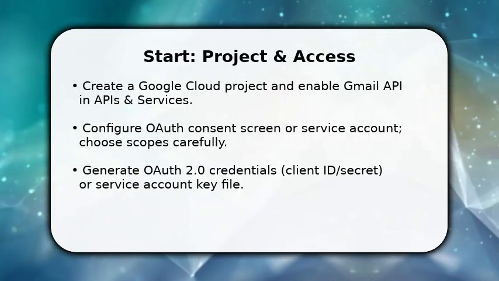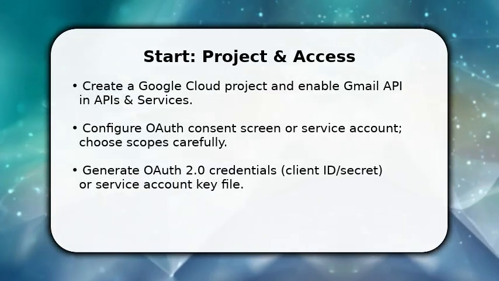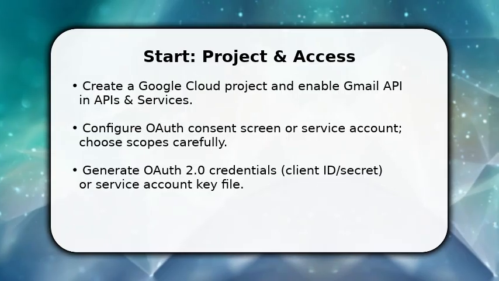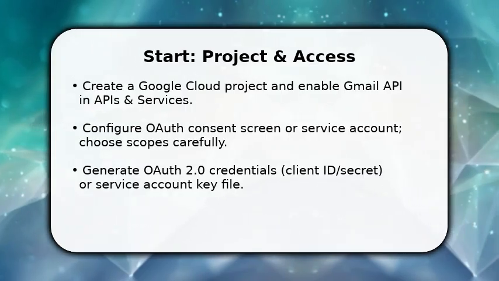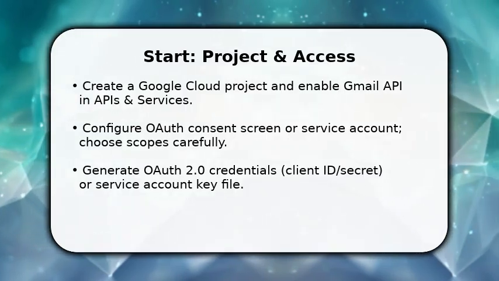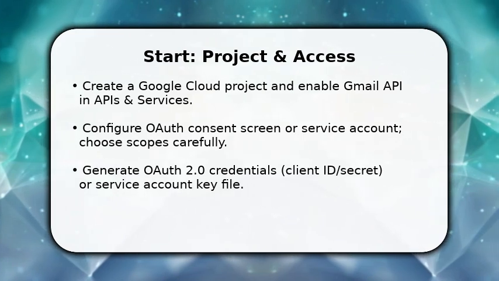Next, create OAuth 2.0 credentials or download a service account key and store them securely. These files are what your app uses to authenticate to Gmail and request tokens.